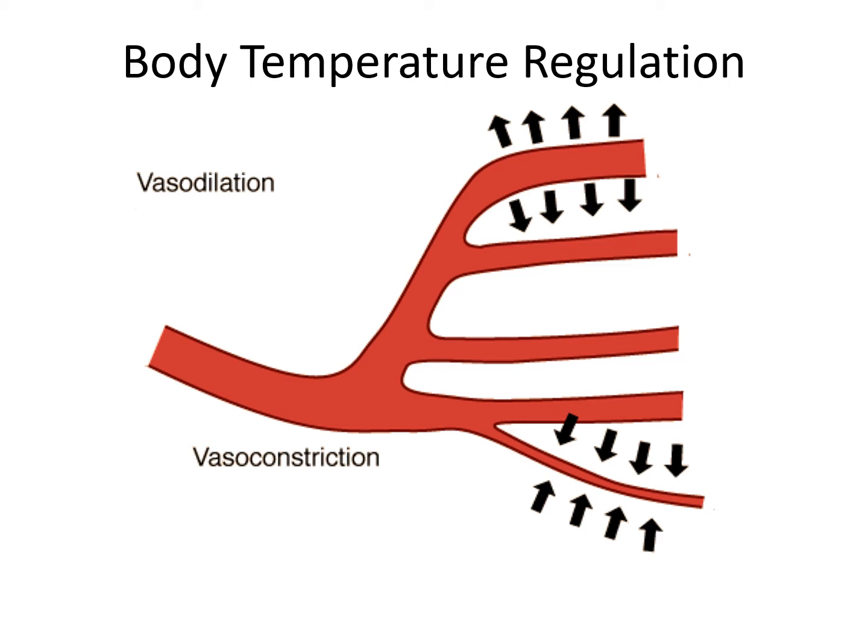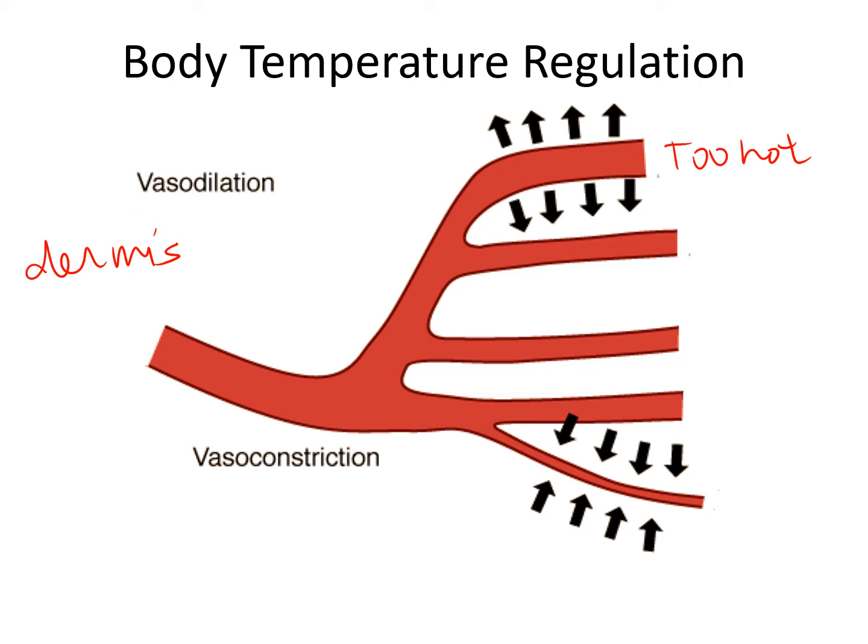There are vessels in the dermis of our skin. Keep in mind the epidermis is avascular. And these vessels can actually help us get rid of extra heat if we need to, or help us retain more heat if that's what we need to do. So the top picture here shows what happens when we're too hot. When we're too hot, our vessels in the dermis will vasodilate. That means they get larger in size and allow us to radiate and lose more heat.